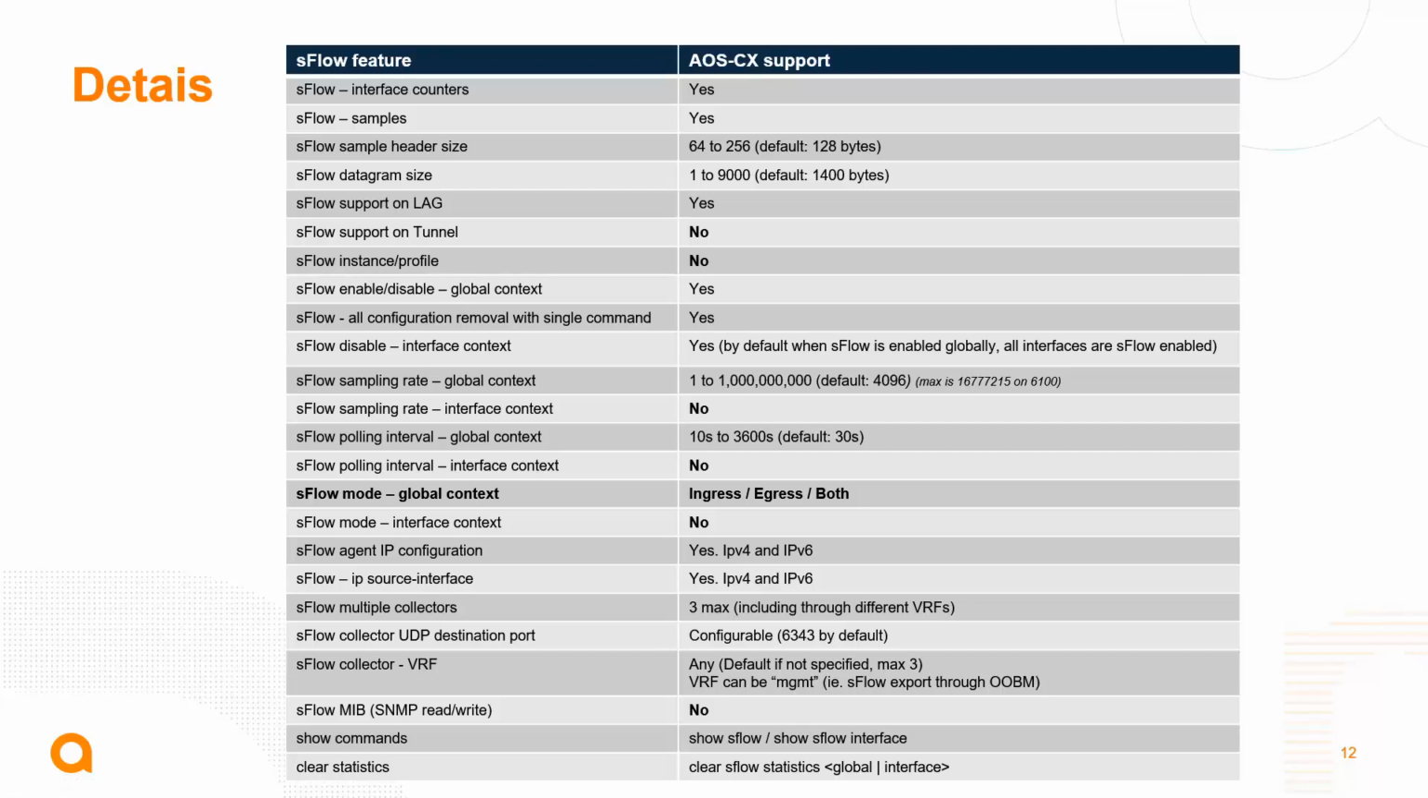We can enable or disable sFlow per interface. By default, sFlow will be enabled globally, and on all interfaces, sFlow will be enabled when enabled globally. And you can restrict the number of interfaces running sFlow by disabling each interface individually or by a range command.